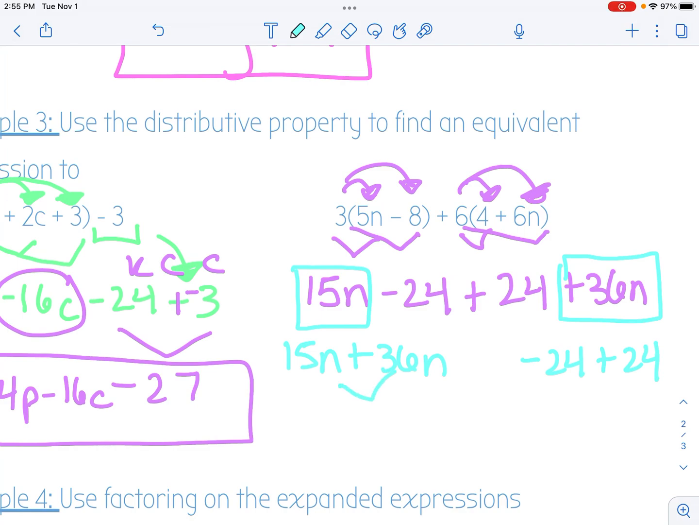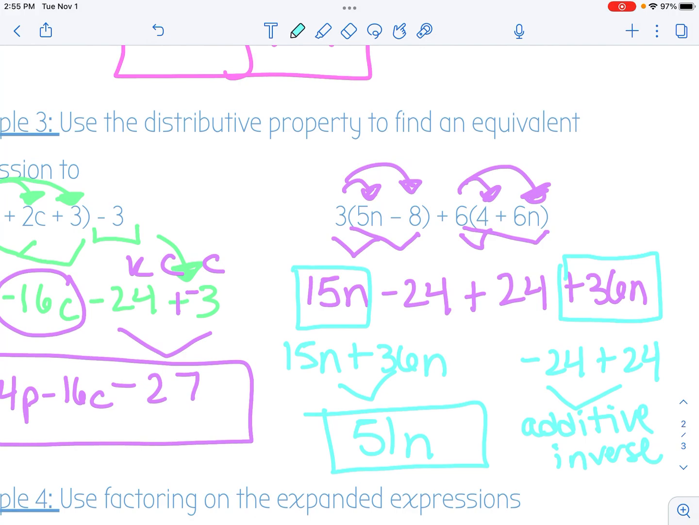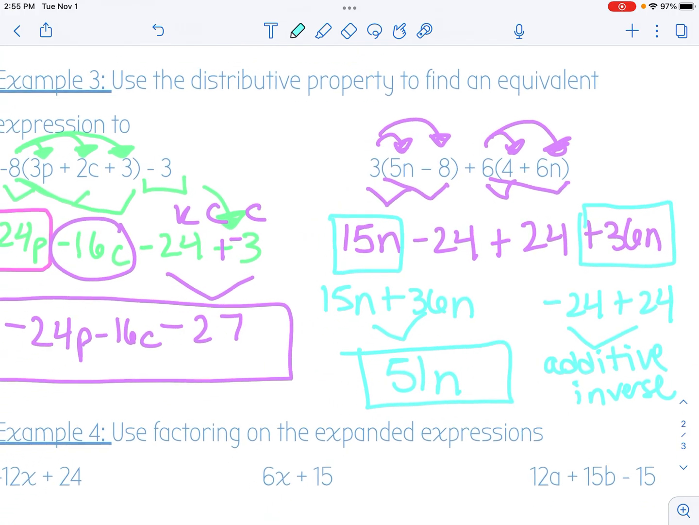15n plus 36n is going to be 51n. And negative 24 plus 24, this is an additive inverse. It equals 0. So my final expression is just 51n.